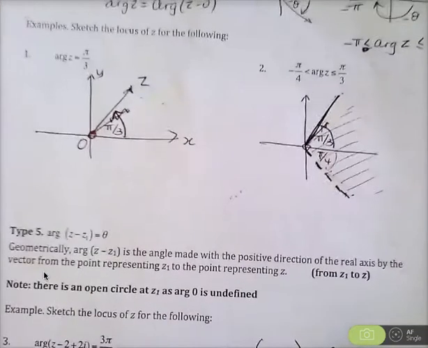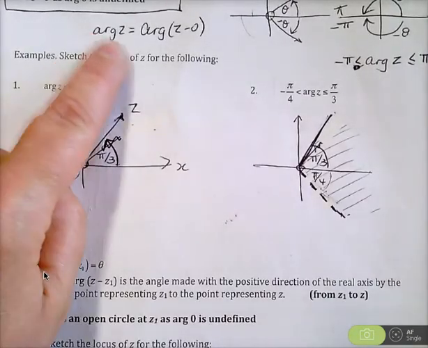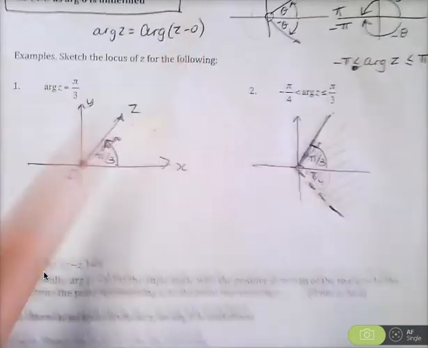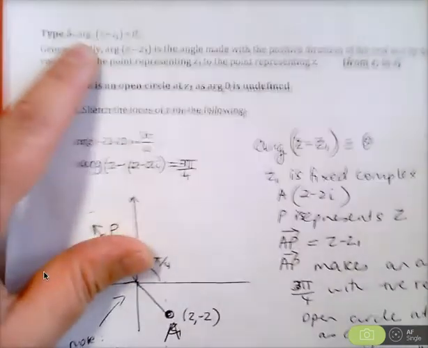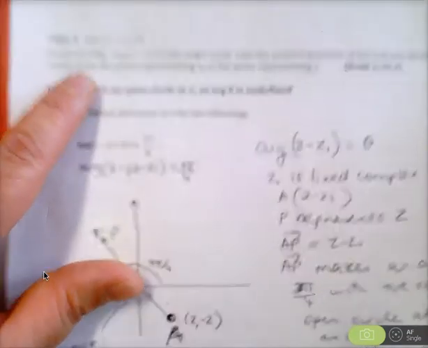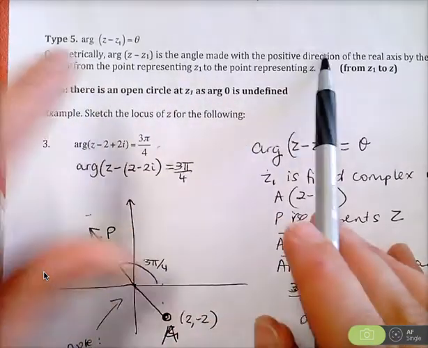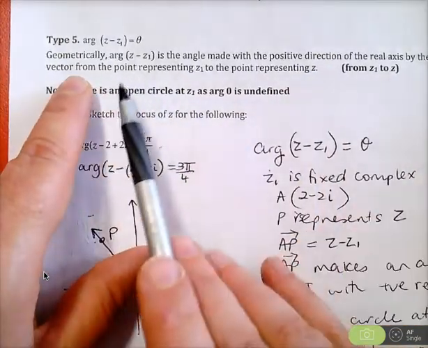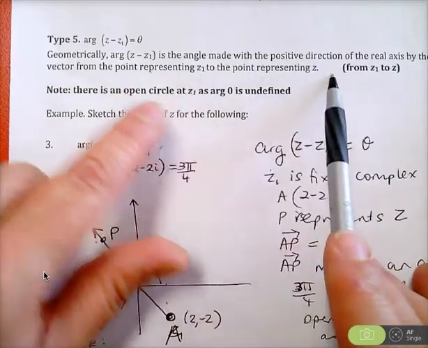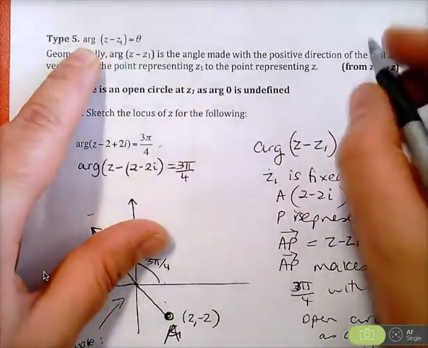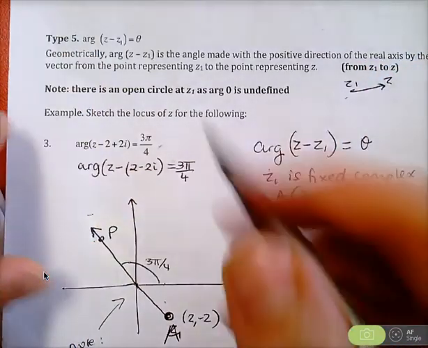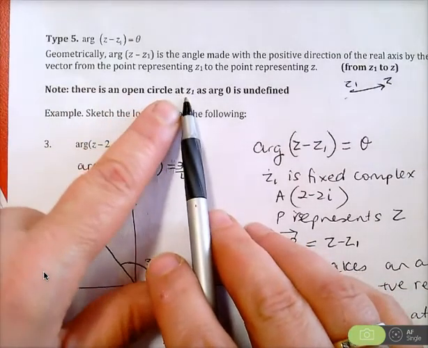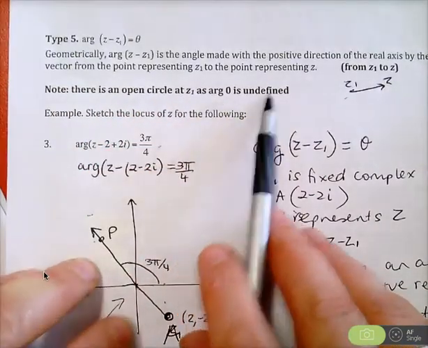Okay, just going back, sorry. If we think of arg of z as arg of z minus 0, when we come to this type here, if you think of it like that, the vector goes from 0 to z. If you look at this type, type 5, arg of z minus z1 is theta. We have to look at it as the angle of the vector from the point z1 to the point z. So we're going from z1 to z. So let's say z1 is here and z's there. The vector goes from z1 to z. So also, again, there's an open circle at z1 because arg 0 is undefined.